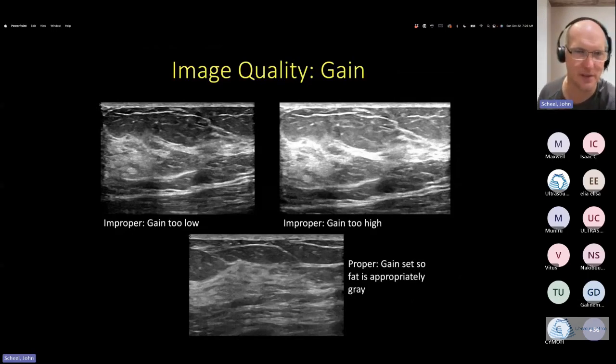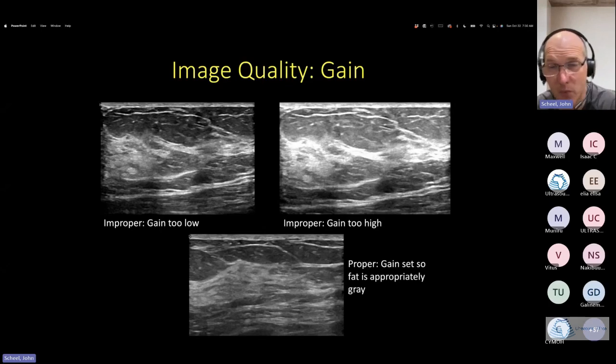Okay, last is gain. So gain is the brightness or the darkness of the image. And you can see that optimally what you would like is the breast tissue, the fibroglandular tissue, to be white, but not bleached white. And you would want the adipose tissue to be gray, but not dark black gray. So in the upper left-hand corner, you see that the adipose tissue is really dark and you really can't see anything inside it. So the gain is too low.